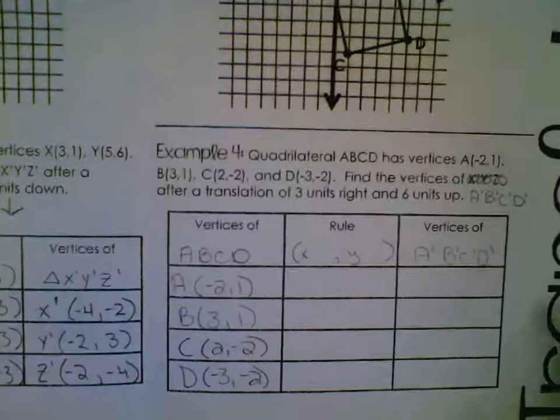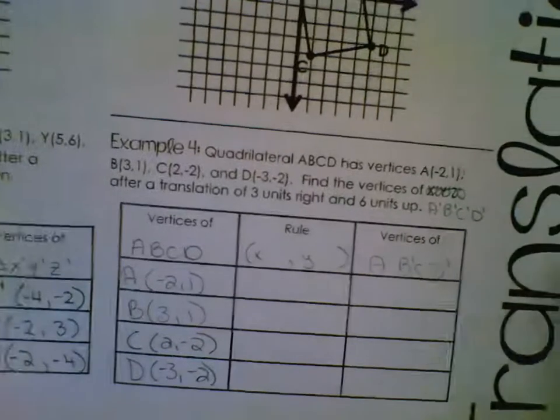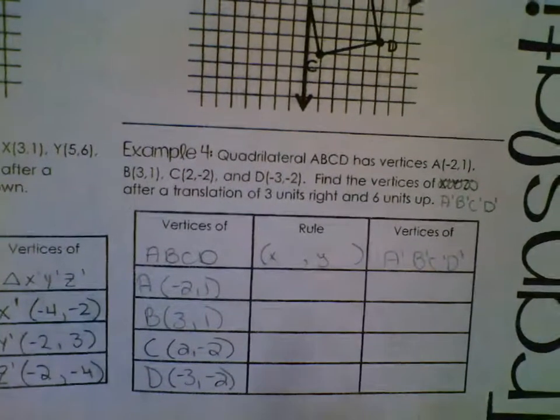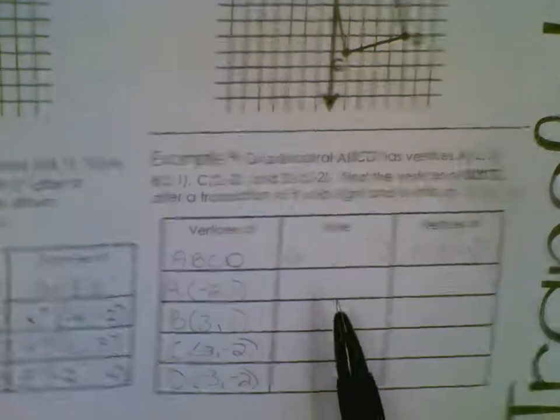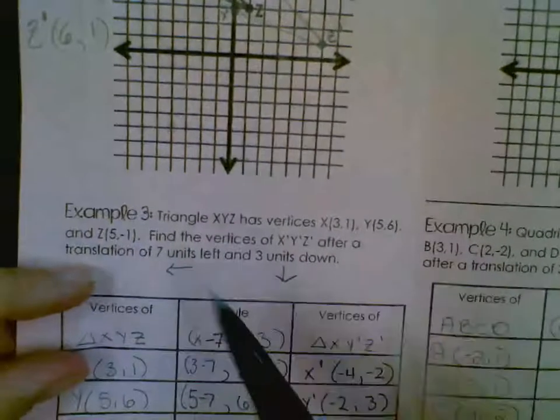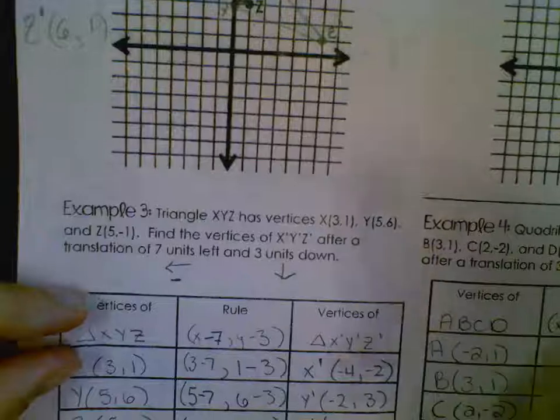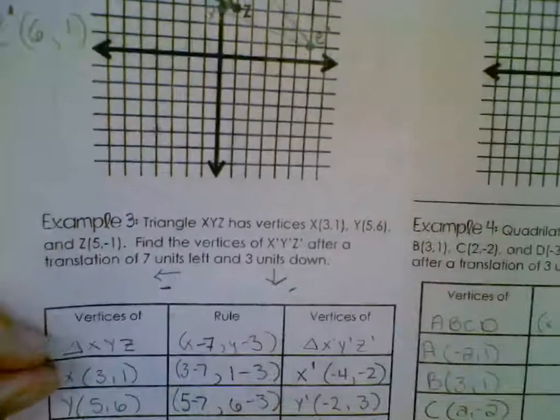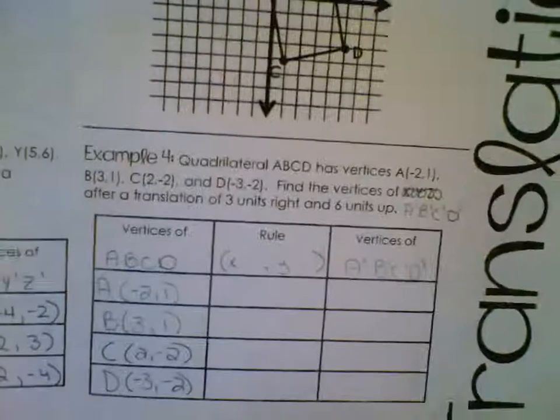Okay, so let's try example 4. We need to do the same thing. Figure out what your rule is, what we're doing to x and y. Remember, if you move left, you're subtracting. If you move right, you would be adding. And if you move down, you're subtracting. Up would be adding.